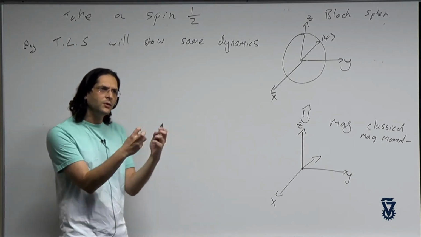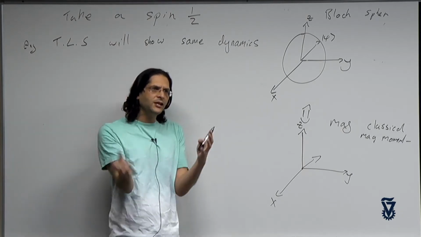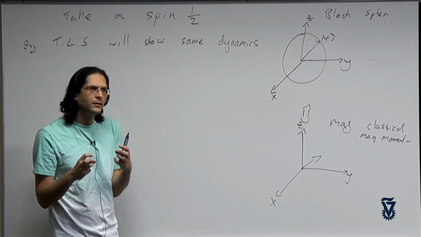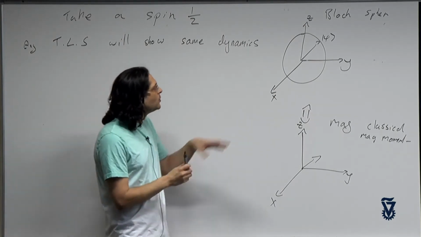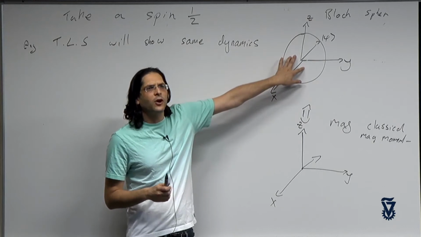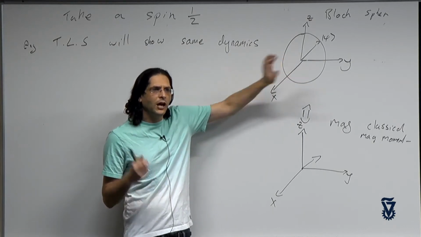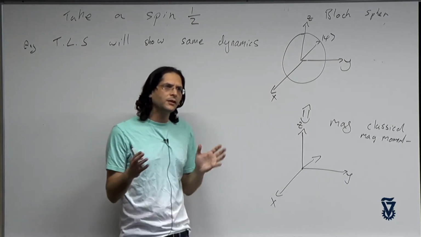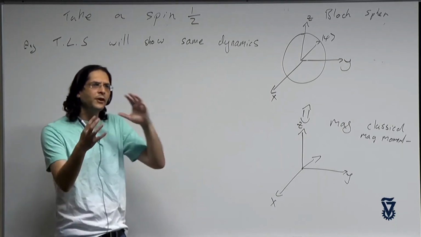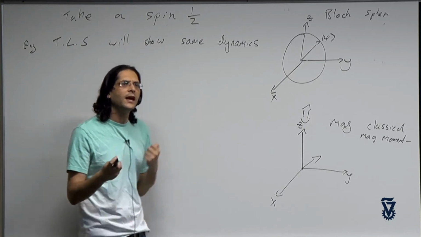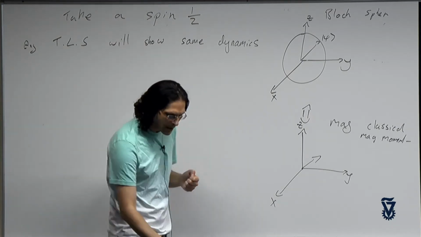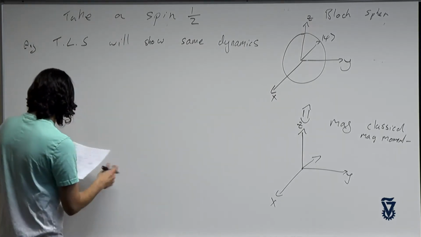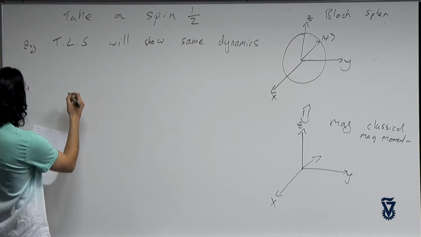And the intuition that you got for this magnetization of this magnetic moment, you can apply to the dynamics on a Bloch sphere of a single qubit. You've got to be careful here. The qubits need to be non-interacting, but you can definitely play around with this correspondence to get some intuition. Okay?